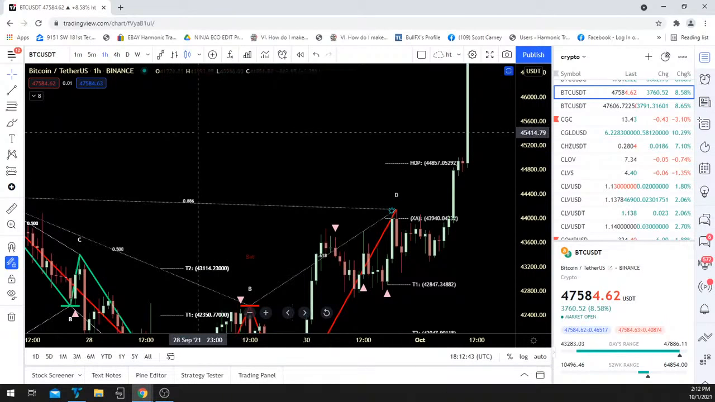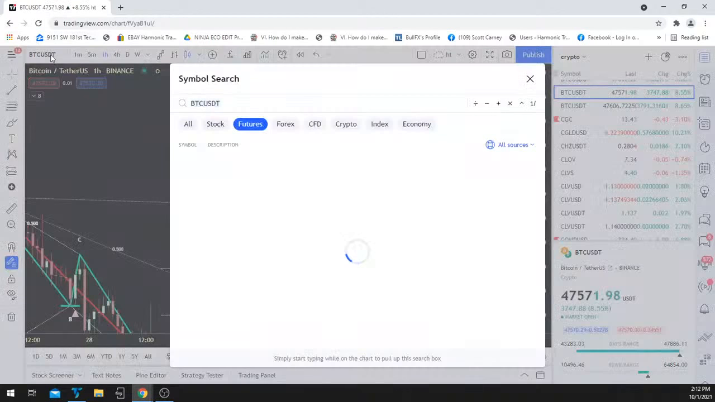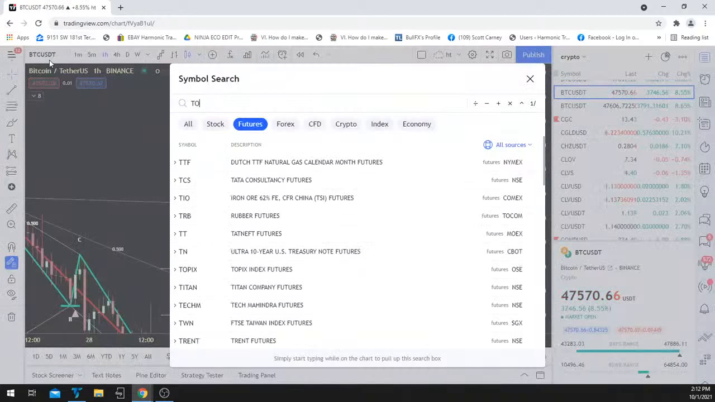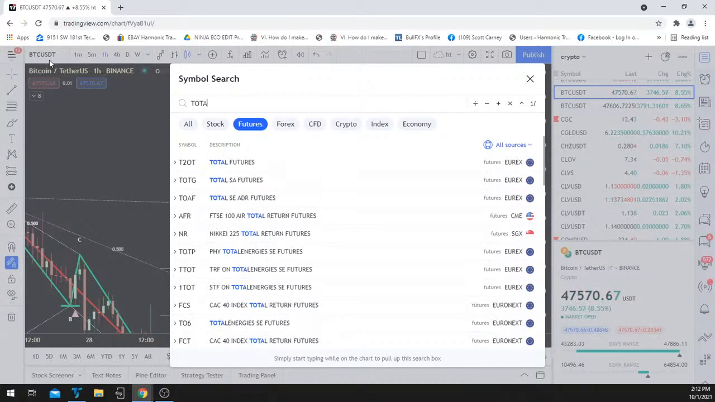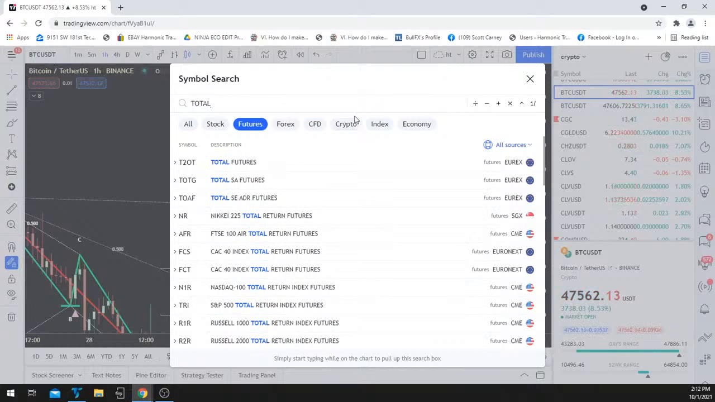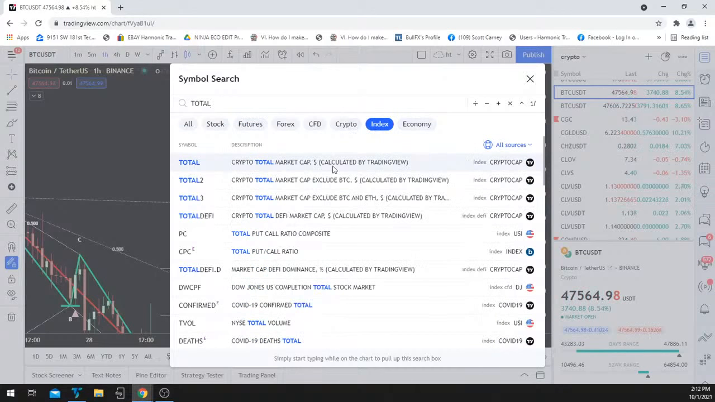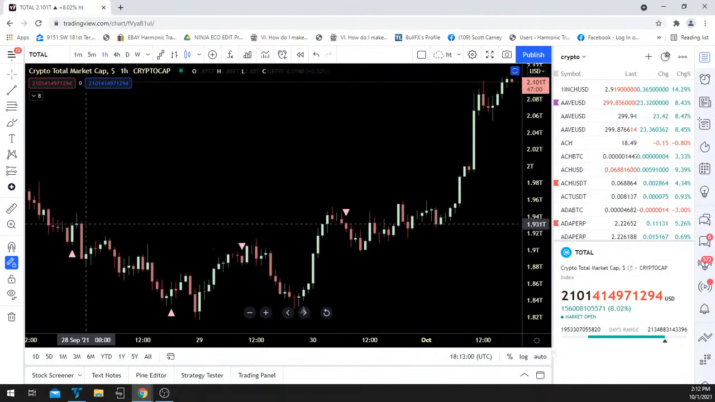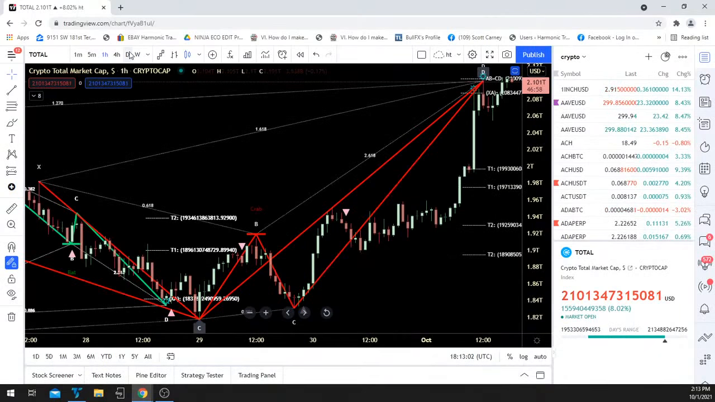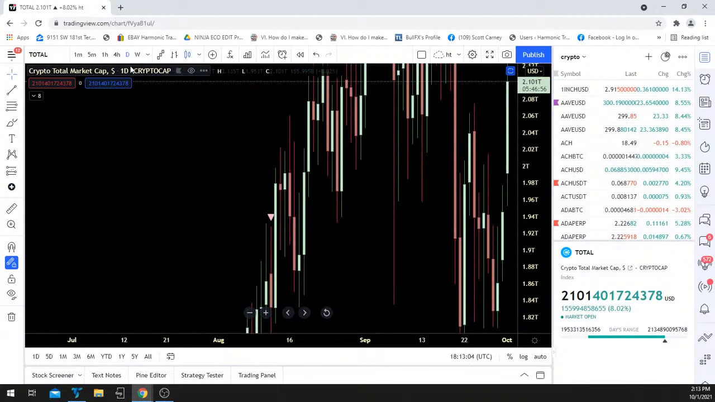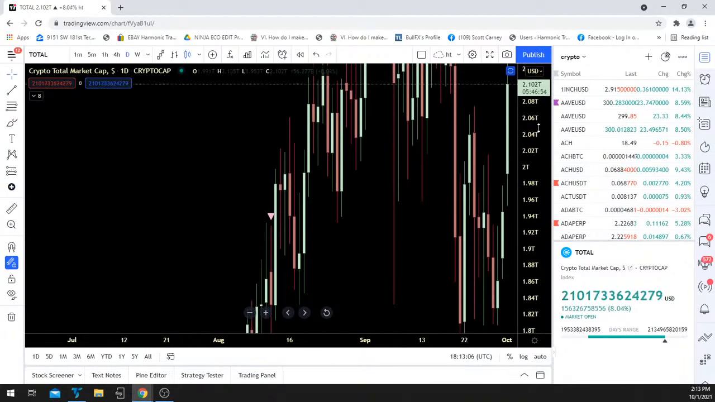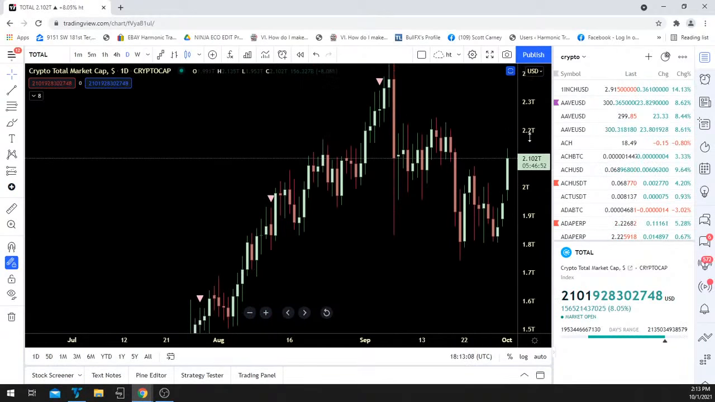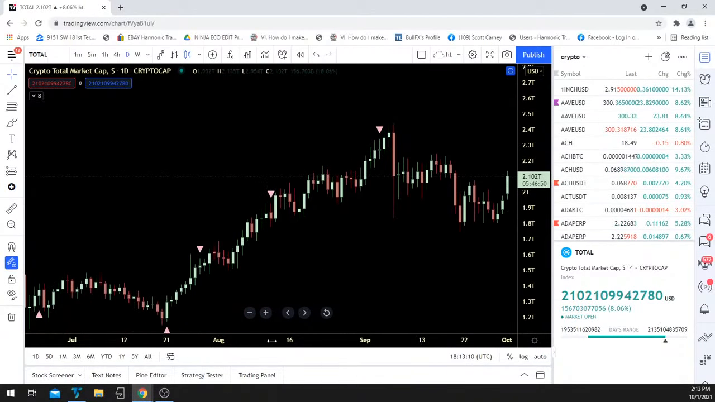A lot going on. One of the interesting things that I did want to talk about before going into any other altcoin is let's look at the structure of the total market cap. This has really been interesting, so more harmonic than even Bitcoin or Ethereum on its own.